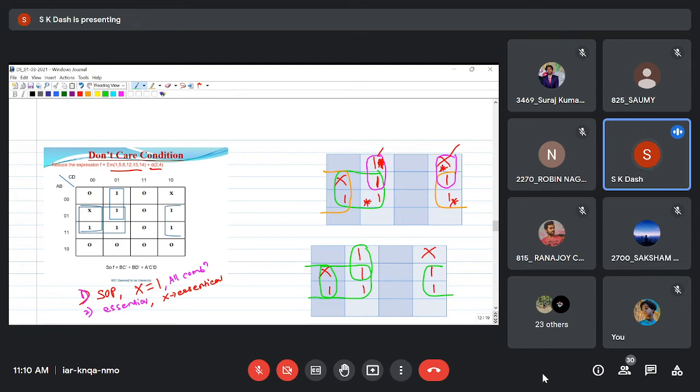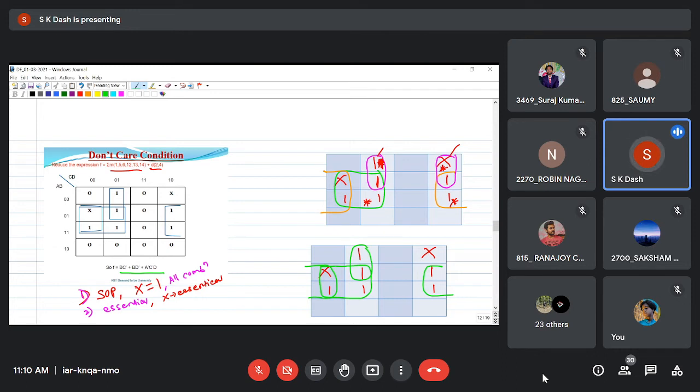Is there anything which is not covered? This cross is not covered. So there is no harm in that. If a cross is not covered, we can consider that cross to be 0. It is not an essential combination. So here we will consider that cross to be 0. This will give you the minimized expression, and this expression will be this.